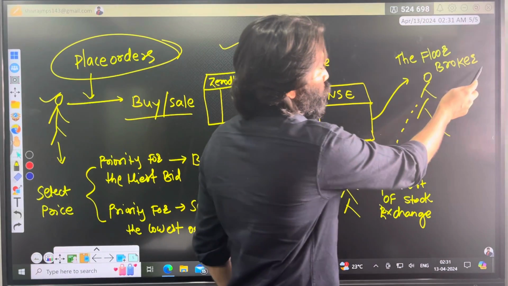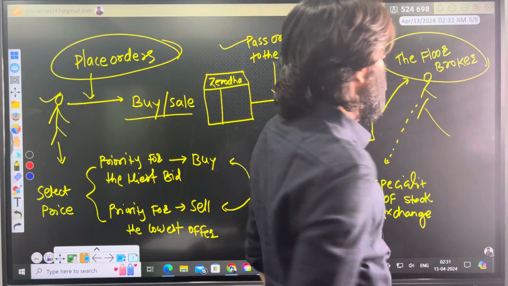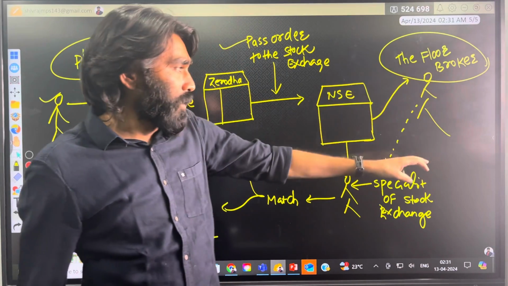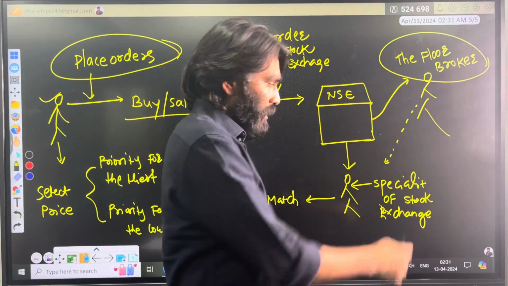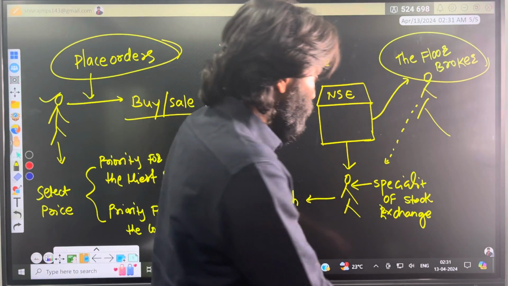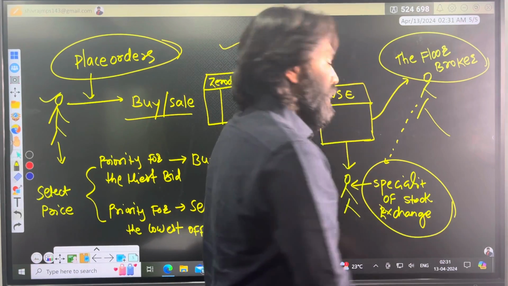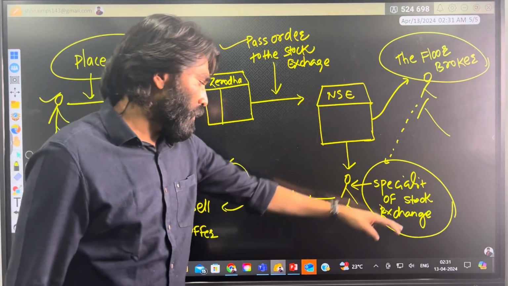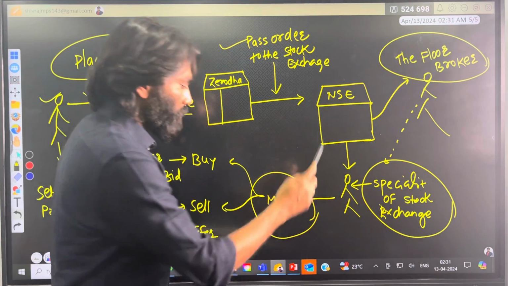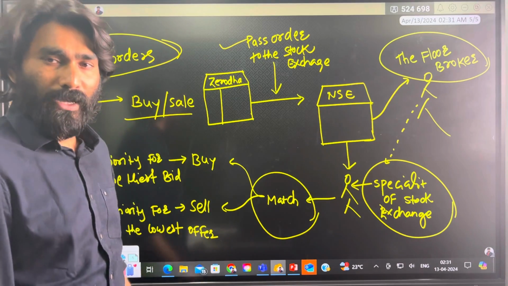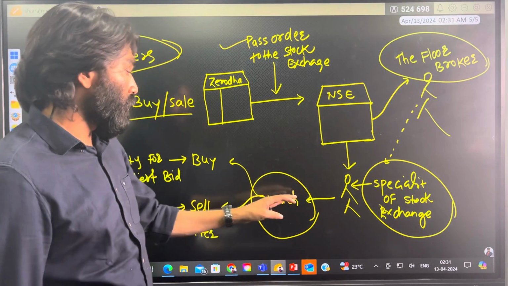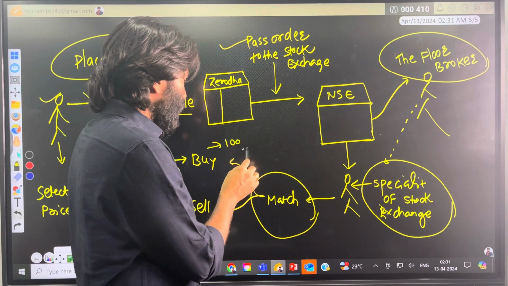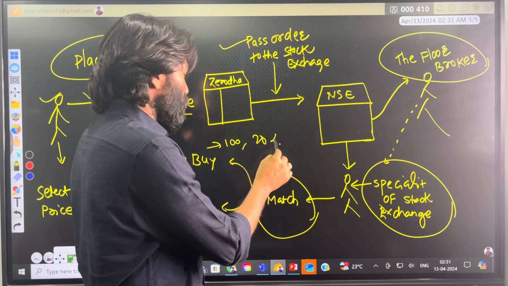The person who is at the floor of that stock exchange as a broker will evaluate and pass or send that order to the specialist, or analyst I would say, who is working as an analyst with NSE. That person will match your buy versus sell, or sell versus buy, whatever orders you have. For example, let's say the buy quantity is 100 and the price is 20 rupees per share.